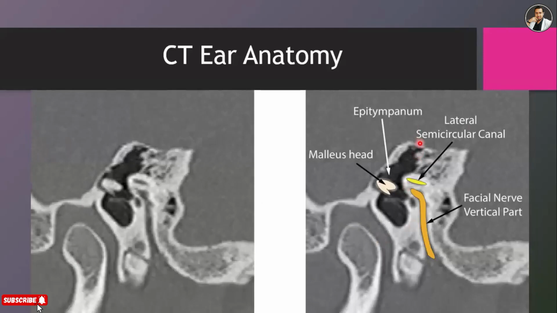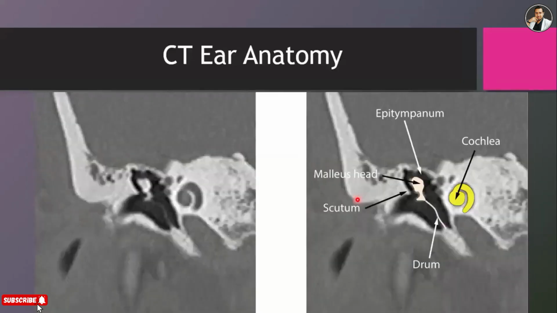Next image is the coronal image. The coronal image is shown here. The whole bone is shown vertically. In this coronal image we can see the structures. This is the cochlea. These are the bones of the ear. This is the malleus head. This is the eardrum.